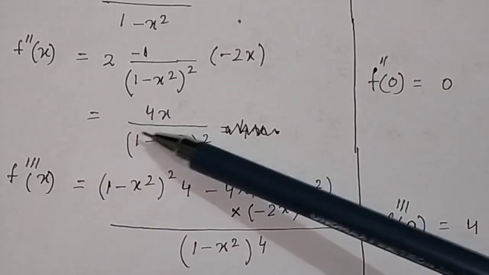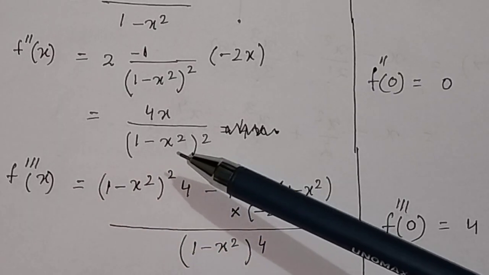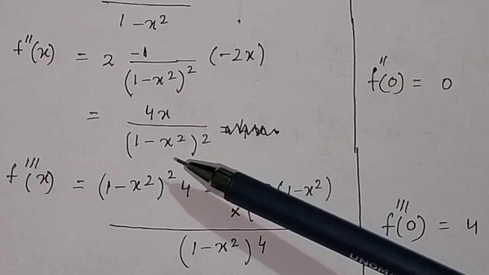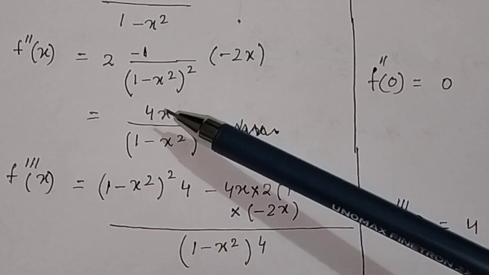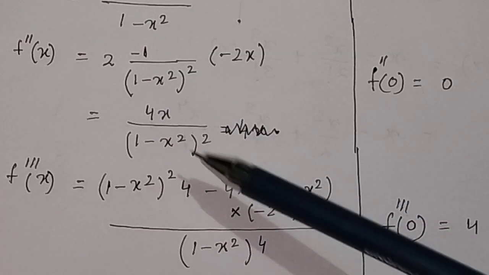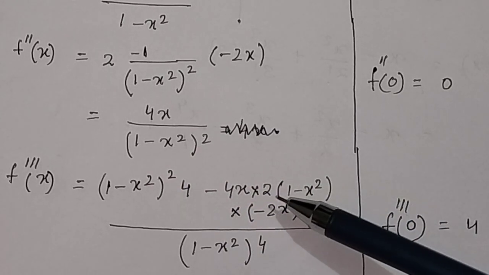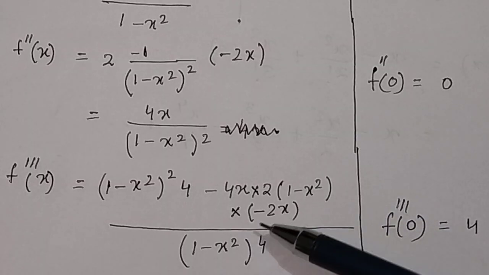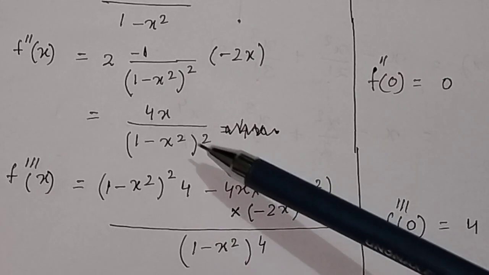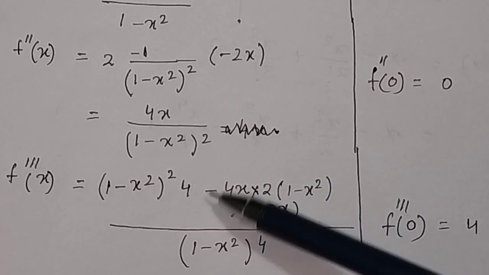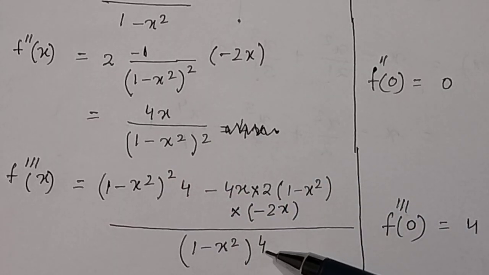So the derivative of this function will be equal to the third derivative, and that is equal to the v in the denominator, 1 minus x square whole square, and derivative of u in the numerator, that is equal to 4 minus 4x into derivative of 1 minus x square whole square, that is equal to 2 into 1 minus x square into minus 2x, divided by 1 minus x square whole square, square, the square of this quantity, this function, that is equal to 1 minus x square to the power 4.